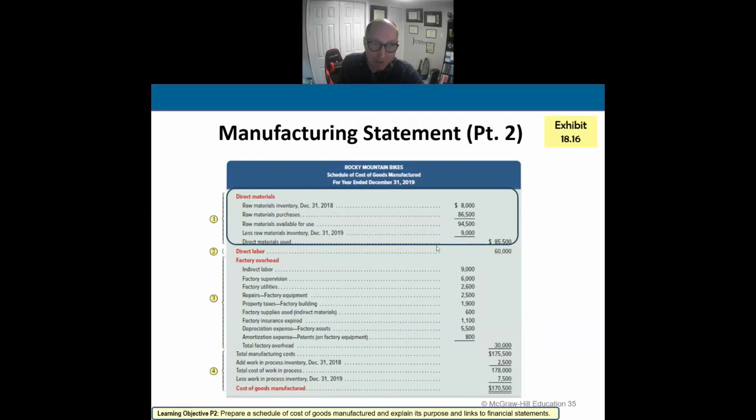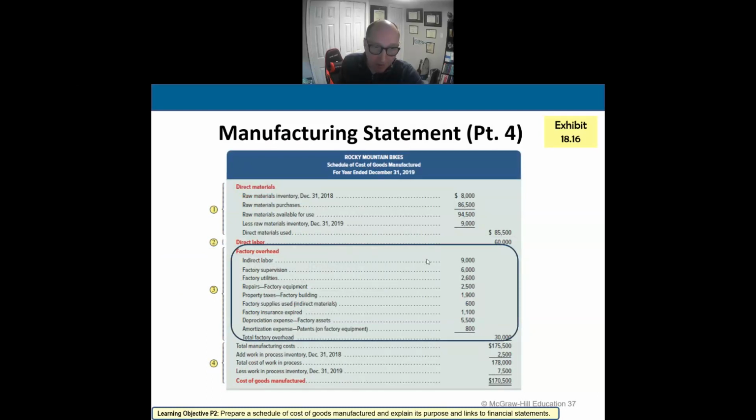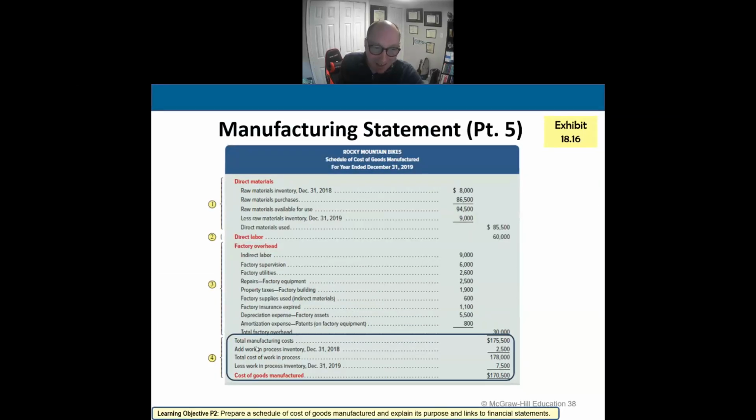Direct materials plus direct labor plus factory overhead equals total manufacturing costs plus work in process inventory equals total cost of work in process minus work in process inventory equals total cost of goods manufactured. And that is everything that's been manufactured up to this point. Thank you, Kayla.